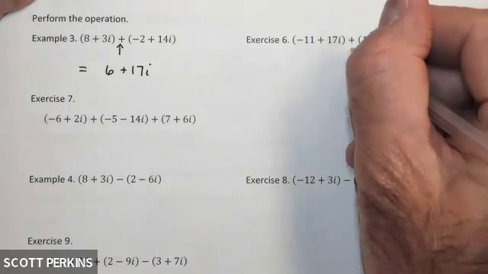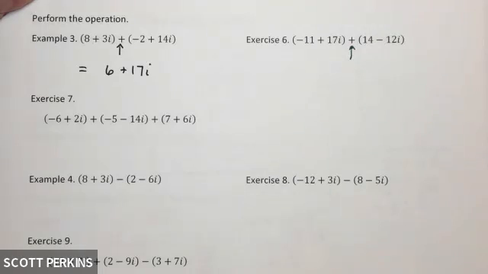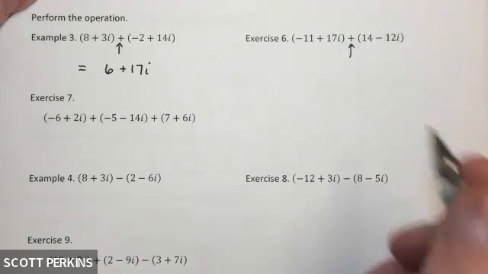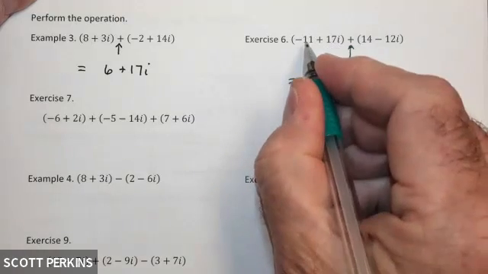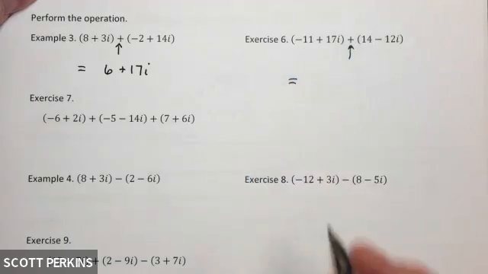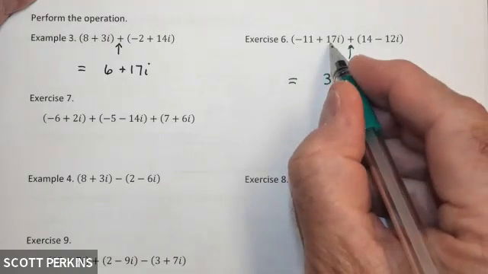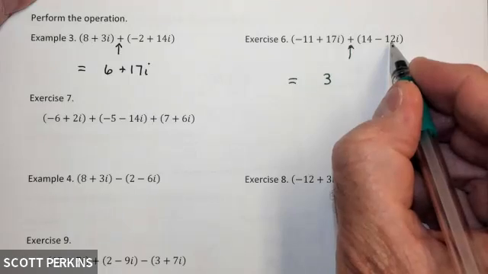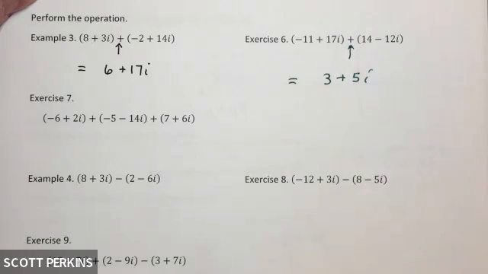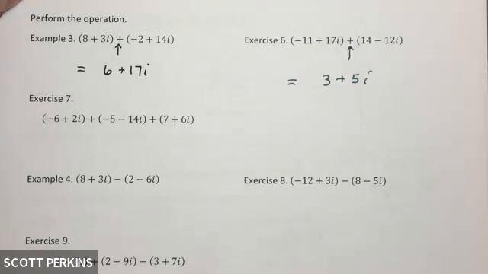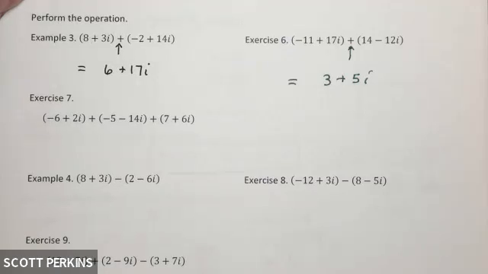Once again, I have an addition problem. I'm going to highlight the plus sign because I want you to be doing the right operation. When I add, I just add my like terms. I add my real parts, I add my imaginary parts. So the real parts, -11 plus 14, that is a real part of 3. And then the imaginary part, 17i plus -12i, is plus 5i. Anybody get something different that we need to talk about before we move on? That's all the addition that I have for you.